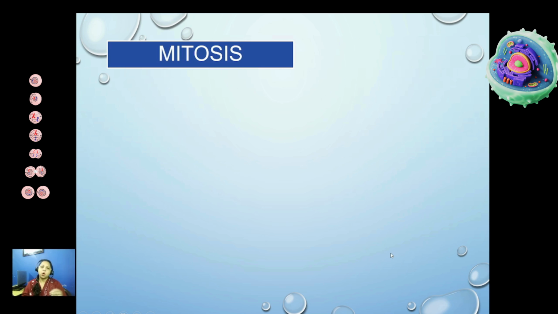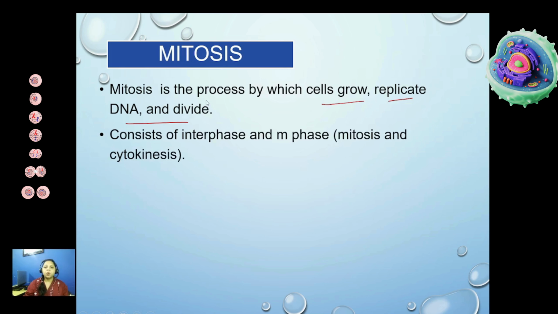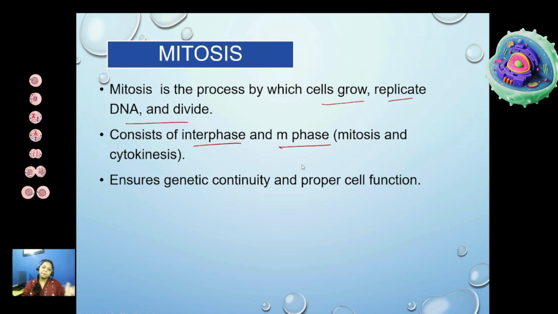Now, what is mitosis and why is it important? When we simply explain mitosis, it is the division of cells in which the cell multiplies. It's a confusing concept that in biology, division means multiplication. Mitosis is the process by which a cell grows, replicates DNA and then divides. It consists of interphase, in which the cell prepares itself for division, then the M phase, where the actual division takes place. We are going to discuss each and every phase of it.